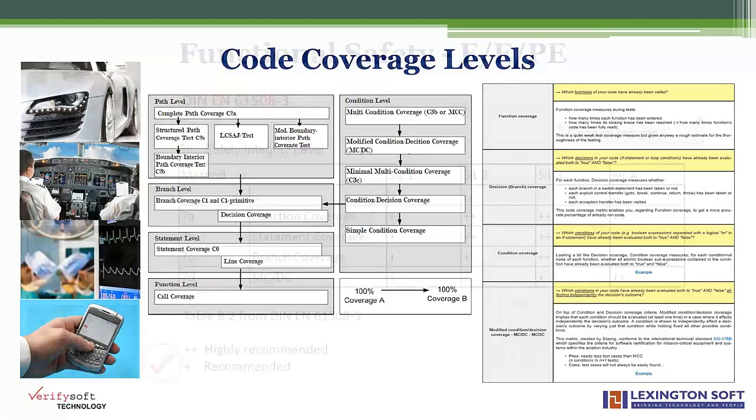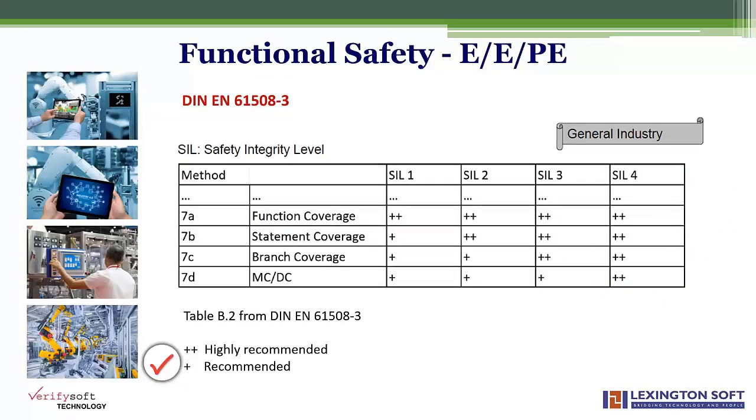Moving on to the safety standards, we will talk about some of them here and how they relate to the different coverage levels. The first one we'll talk about is the IEC 61508. Essentially, the IEC 61508 is a basic functional safety standard, which is applicable to almost all of the industries.